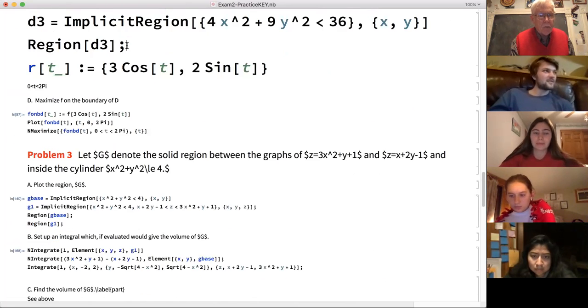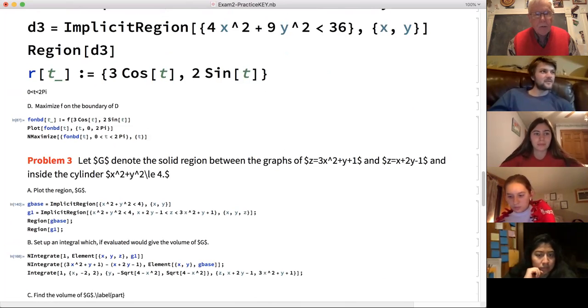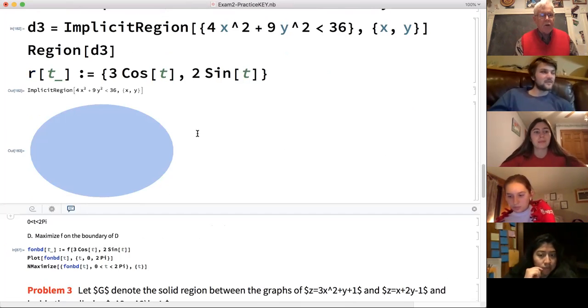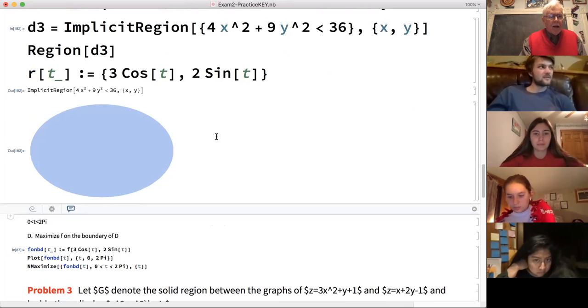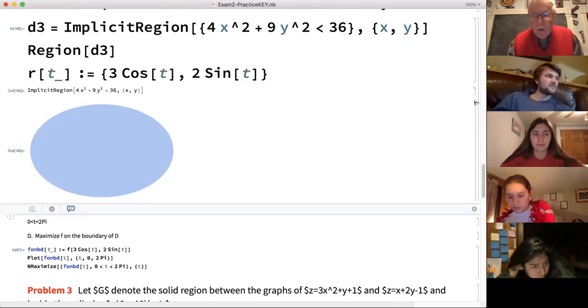But now we're going to look at the region. I'll take out this semicolon. We'll take a look at it. So there it is. It's an ellipse. And here is the equation for the ellipse.